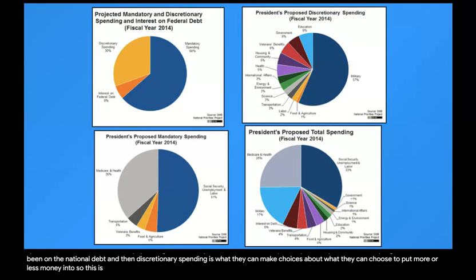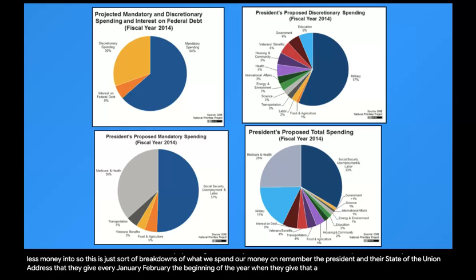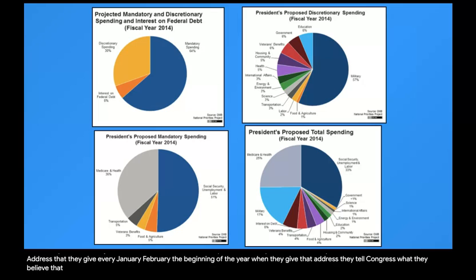So this is just sort of a breakdown of what we spend our money on. Remember, the president, in their State of the Union address that they give every January, February, the beginning of the year, when they give that address, they tell Congress what they believe that Congress should be spending money on, and then Congress comes up with a budget.